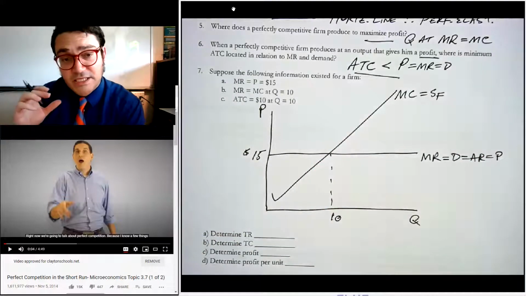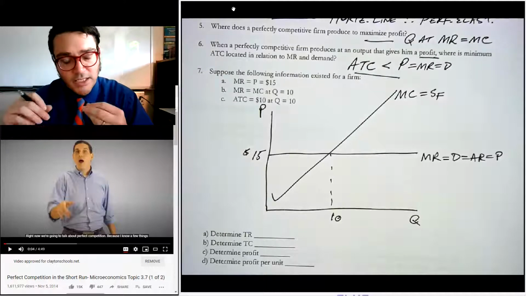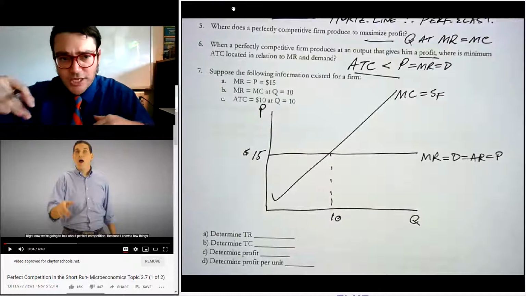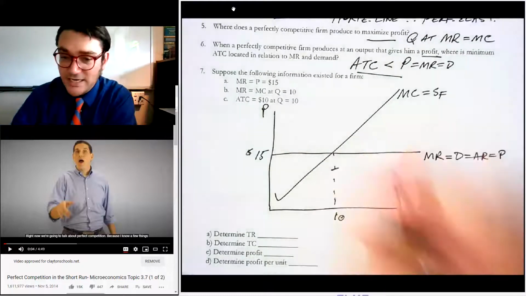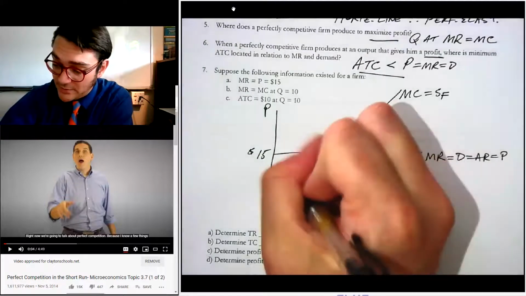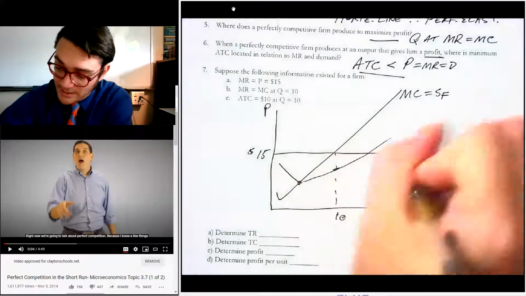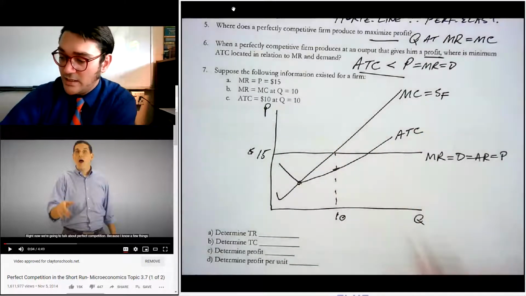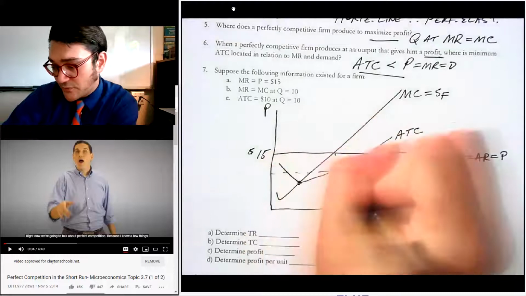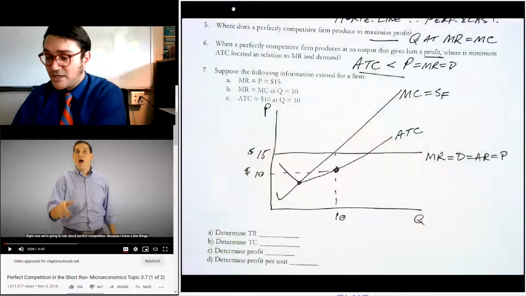Then it gives us the ATC value, which is $10 at that 10 unit quantity. So the ATC, the U shape, is going to intercept somewhere right in there, rather than above where that 15 is. We come down, hit the minimum of the ATC, and then come back up again. And that dot over to the axis is $10. Now we've got a couple of questions.